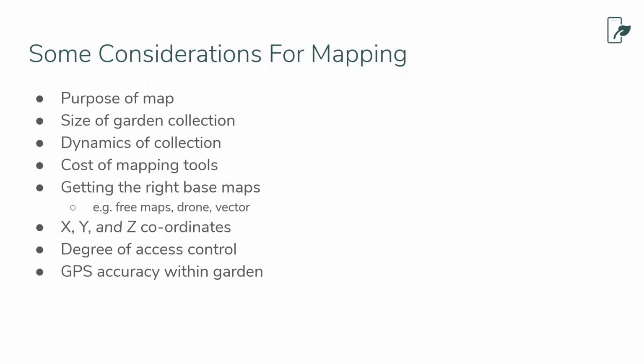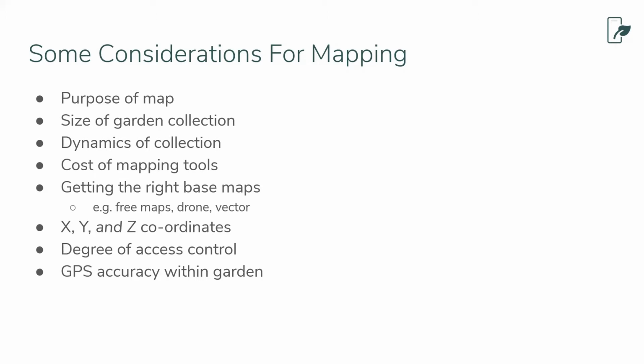How big is your garden collection, and what are its dynamics? So how many incoming and outgoing accessions do you have? How regularly is that changing? The cost of mapping tools, which we haven't discussed today, but a lot of these products are subscription-based and they might not necessarily be affordable to certain gardens. So that is also a very important consideration.